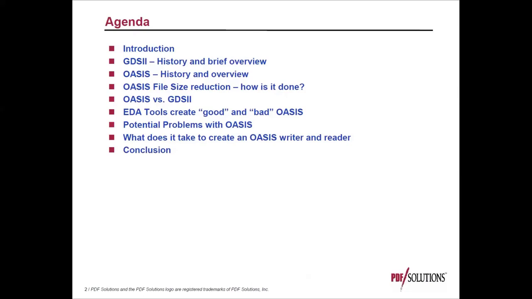I will compare OASIS and GDS in terms of compaction rates, then some notes about today's EDA tools, that some create good OASIS and some create very bad OASIS, and then, from my point of view, some notes about problems with OASIS in terms of the file format, and what it takes to create an OASIS writer and reader, as Marshall pointed out, if there is such a thing as a workgroup to create an OASIS reader and writer. And I draw some conclusions at the end.